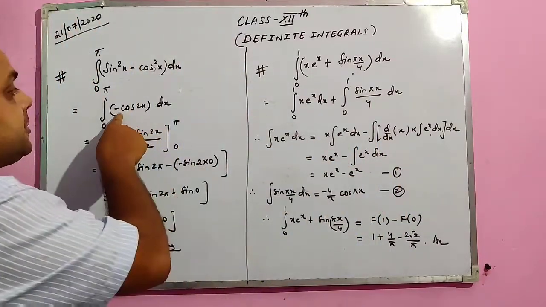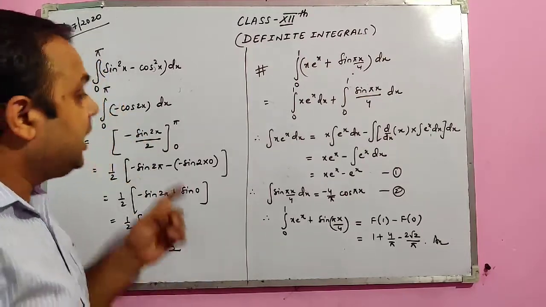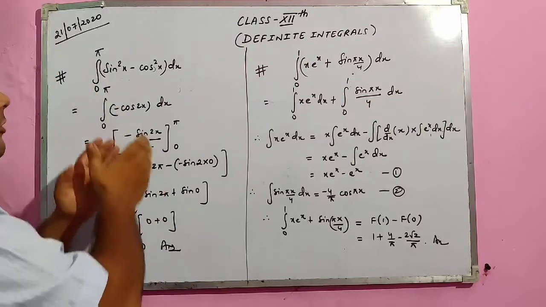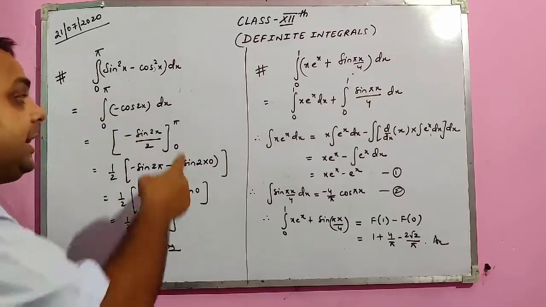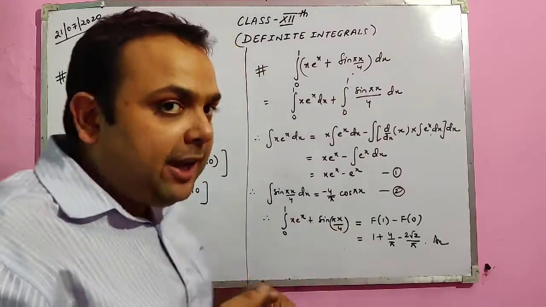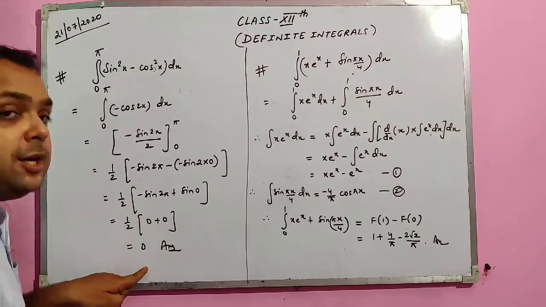So this is minus cos 2x. Now the integration of minus cos 2x is minus sine 2x divided by 2. After doing the integration, I need to apply the values pi and 0, which is f of b minus f of a. After applying the values, I get that the answer is 0.